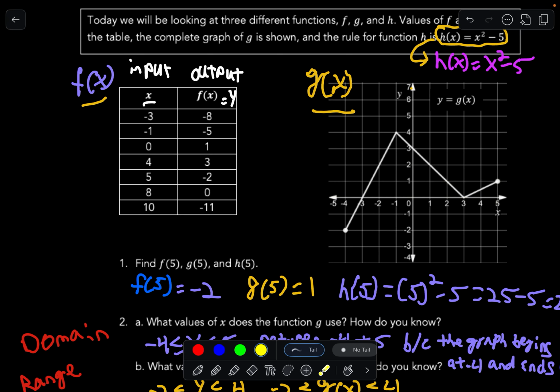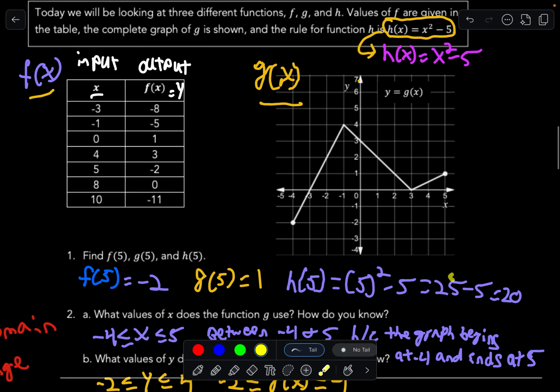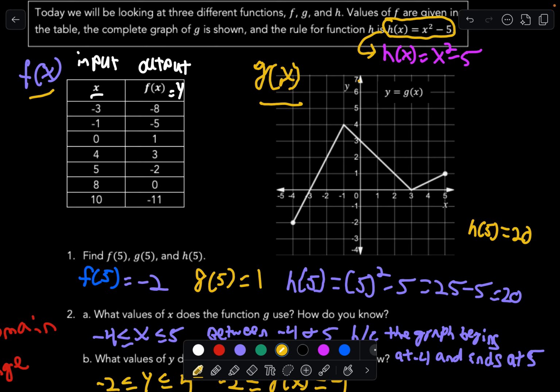And then h of 5 means we plug in 5 for x into this expression. So h of 5 equals x squared, which is now 5 squared, minus 5. 5 squared is 25. 25 minus 5 is 20. So we could say h evaluated at 5 is equal to 20. All right? It's pretty easy.